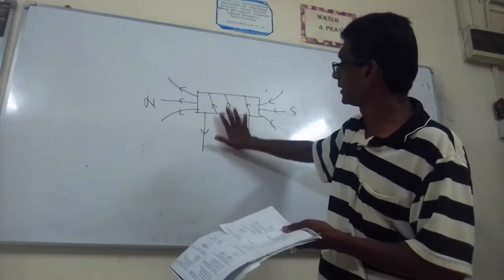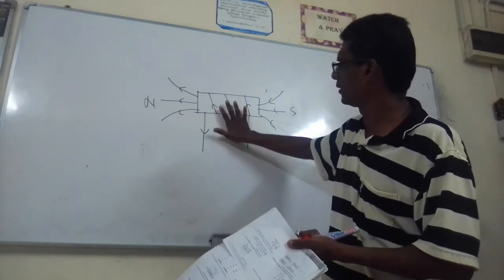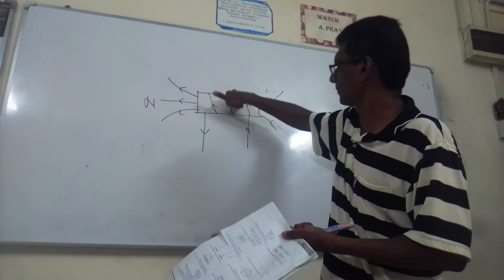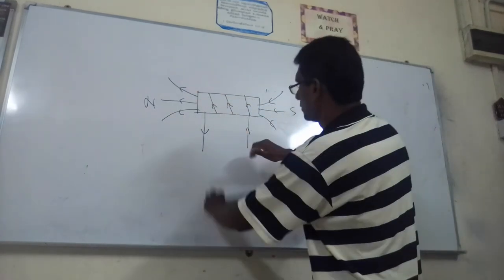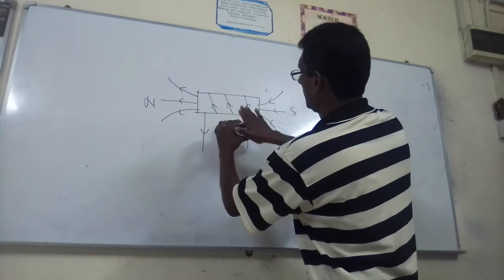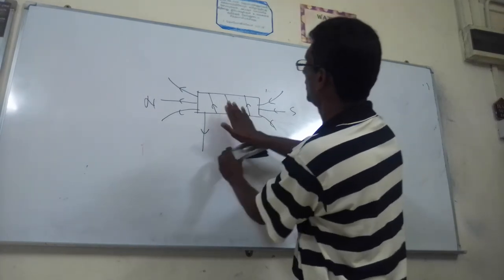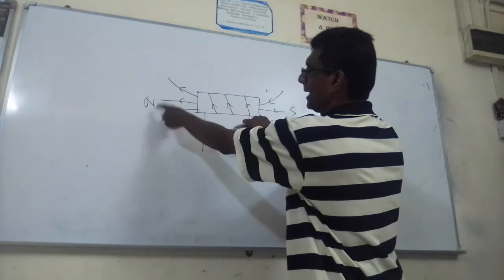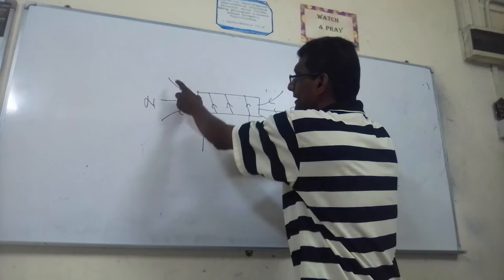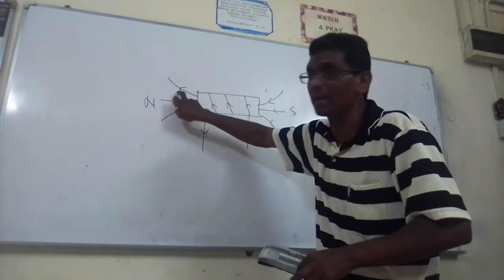So, four fingers, same thing. The wire is like this, going this way. This is the current in the wire, and this thumb shows the North Pole. And this arrow shows the direction of the magnetic field.